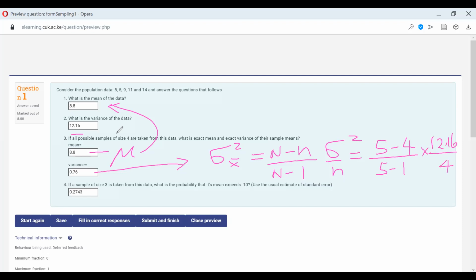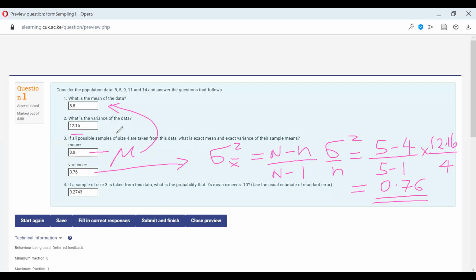So we can now see that this becomes 1 times 0.16 divided by 16, because that will be 1 over 4, and 4 times 4 is the denominator. So that will be 0.76. It is in line with what is given here.